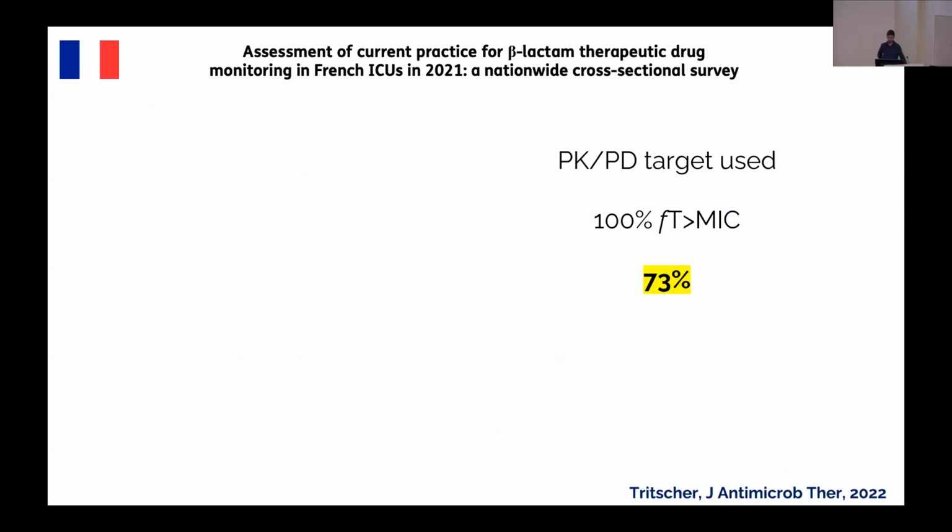Just to illustrate this, we conducted a survey 2 years ago in France, and we asked French intensivists about beta-lactam TDM. When we asked them which PK/PD target they were actually using, more than 70% of them responded 100% of the time above the MIC. Correct, this is a guideline.